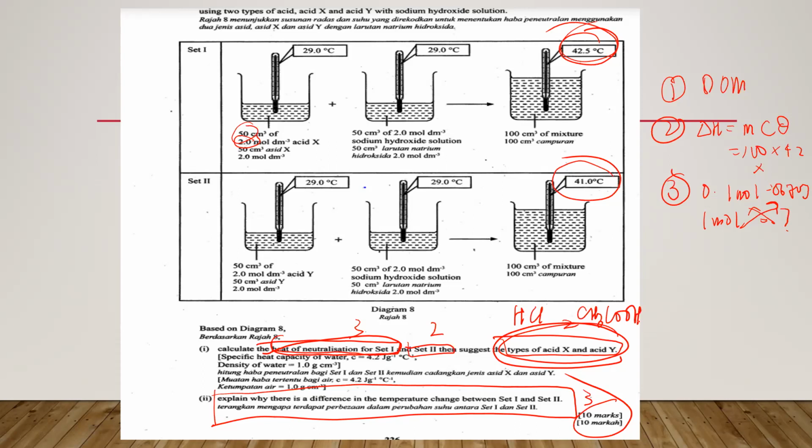Okay, Shahimi, finally I see you raising up your hand. You're here. Okay, Shahimi, what's your answer? Acid X is a strong acid and acid Y is a weak acid. All right. Shahimi, would you like to tell me why you answered like that? Because the temperature of set 1 is higher than set 2.